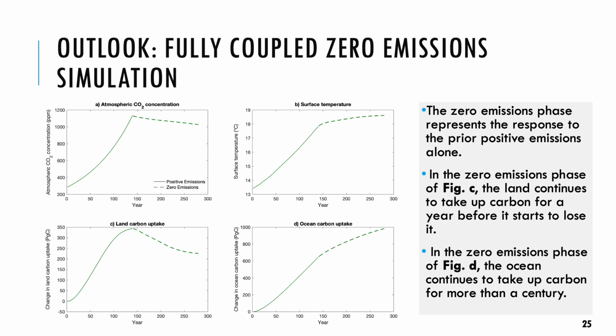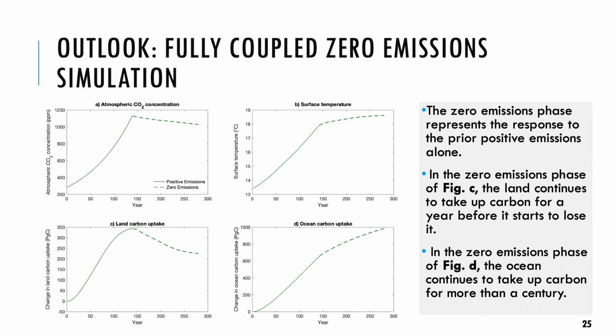So this simulation here is a fully coupled zero emission simulation, which means that here the land and the ocean respond to both changes in CO2 and temperature. And the solid line here represents the positive emissions phase, which is similar to in the transient simulations shown earlier, whereas the dotted line is the zero emissions phase. And we see that in the zero emissions phase in figure A, the atmospheric CO2 concentration decreases slowly, and that is due to uptake from the land and the ocean, but mainly due to the ocean uptake.